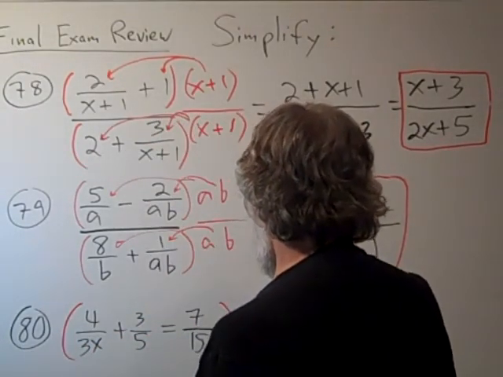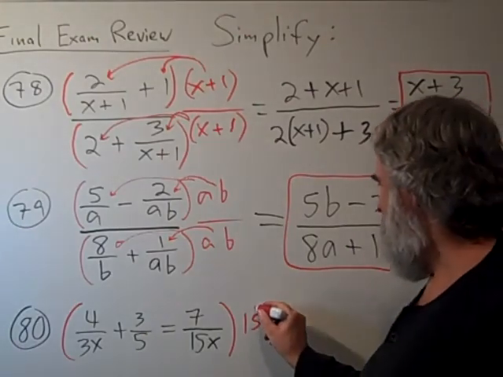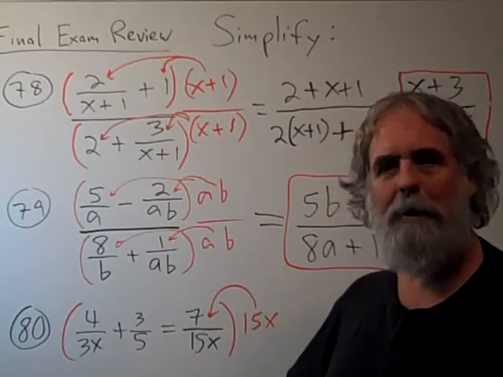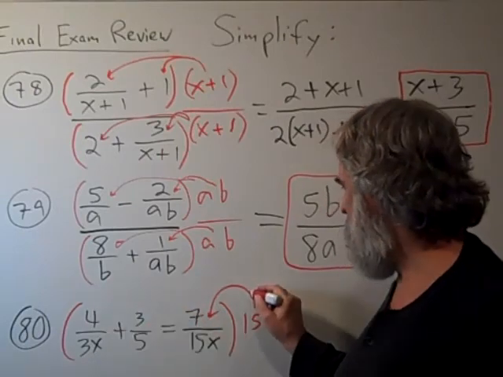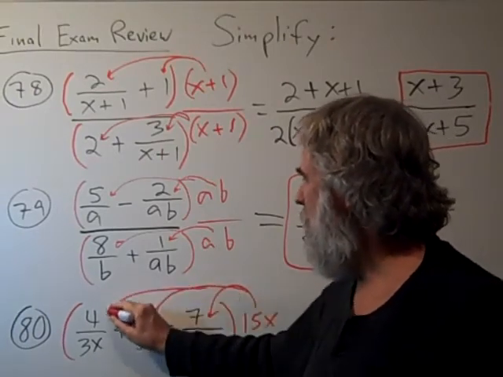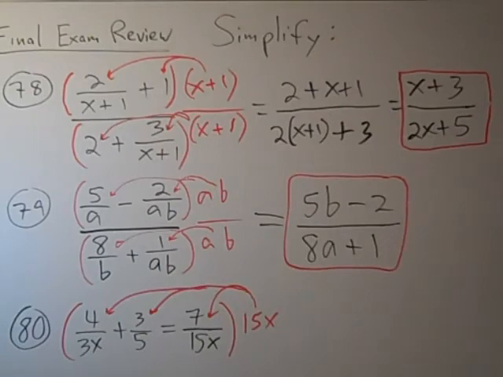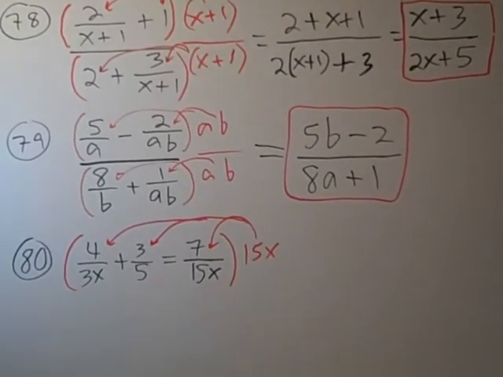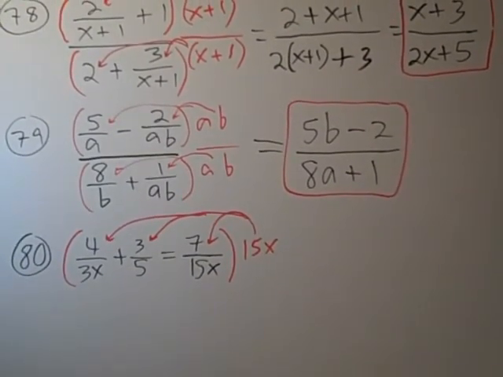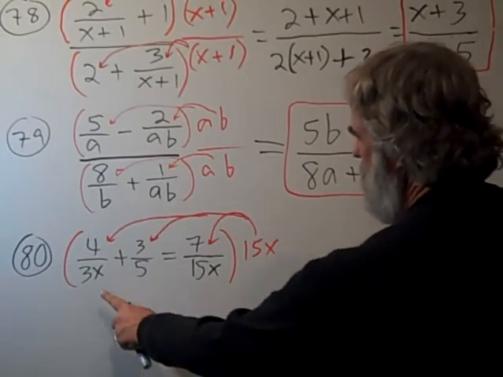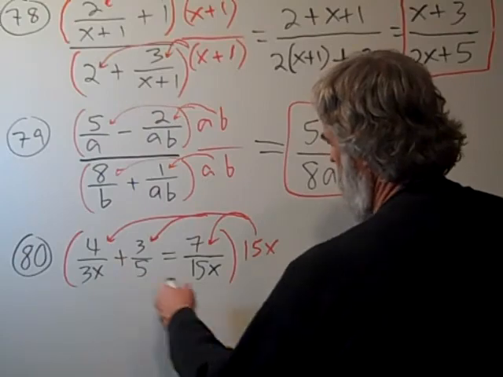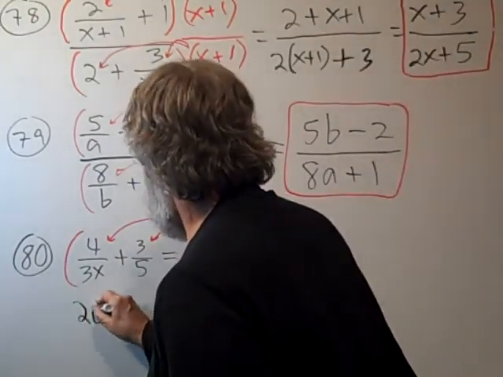It's like you're multiplying the whole equation times 15x. This side gets multiplied and the other side gets multiplied, and the distributive law kicks in and we have to multiply each term. So doing that all at once looks like this. The result, first of all, 3x divides into 15x 5 times, so 5 times 4 is 20.